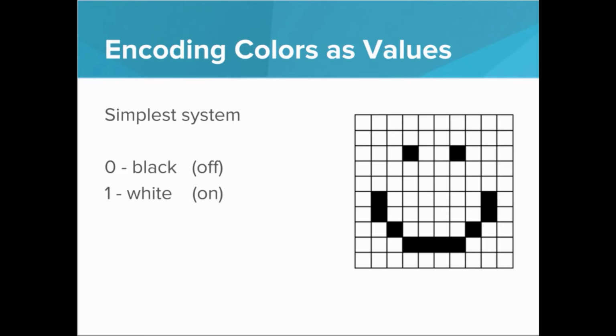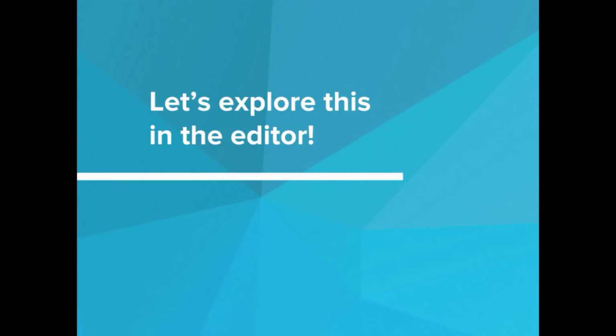Just using this, we can make several pixelated images of black and white. We can add complication to the system later, but for now, let's just practice making images using only zeros and ones, black and white images. Let's explore this in the editor.